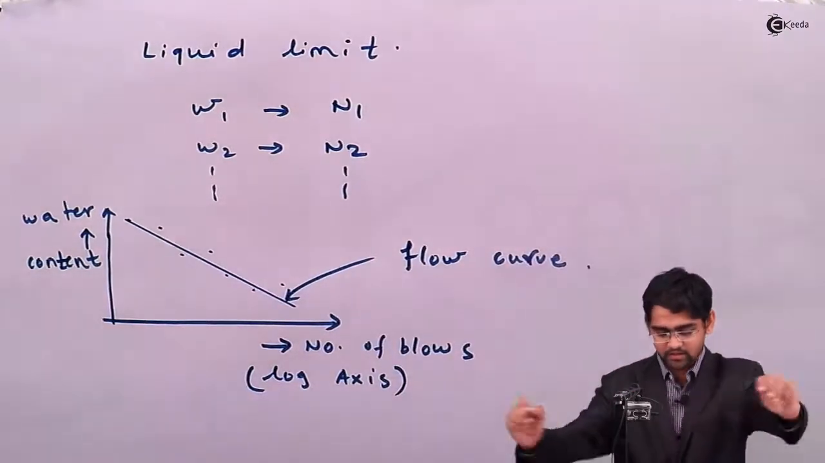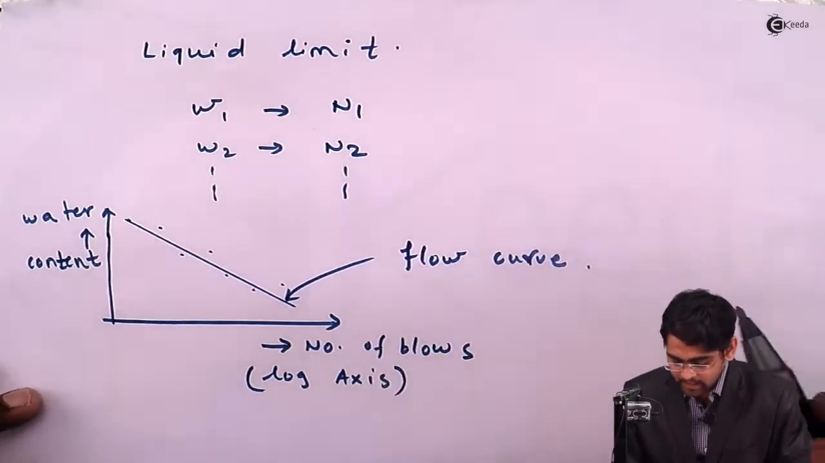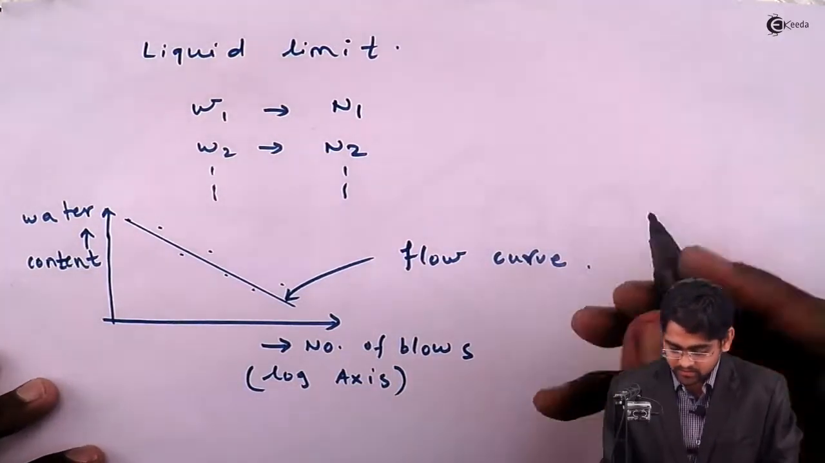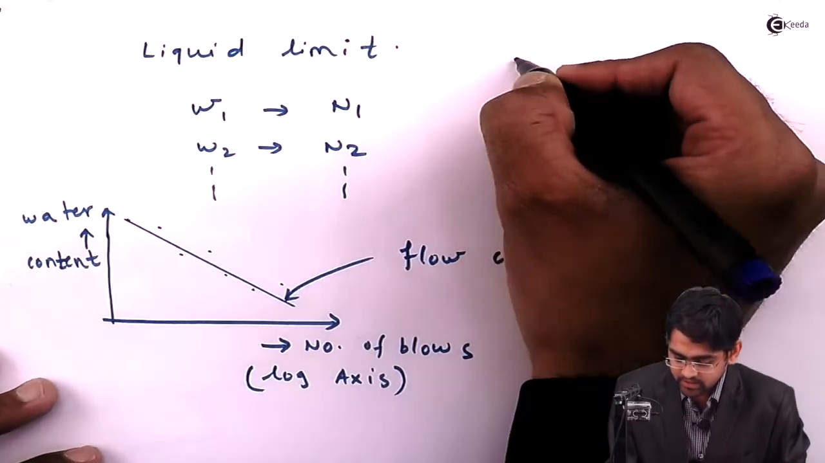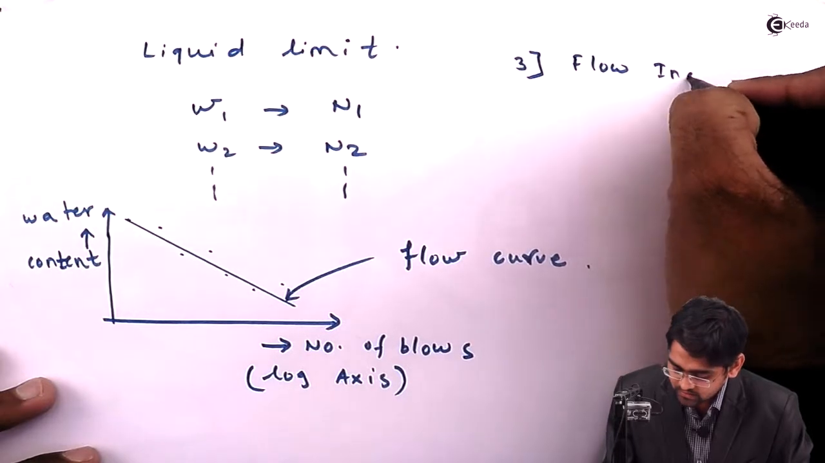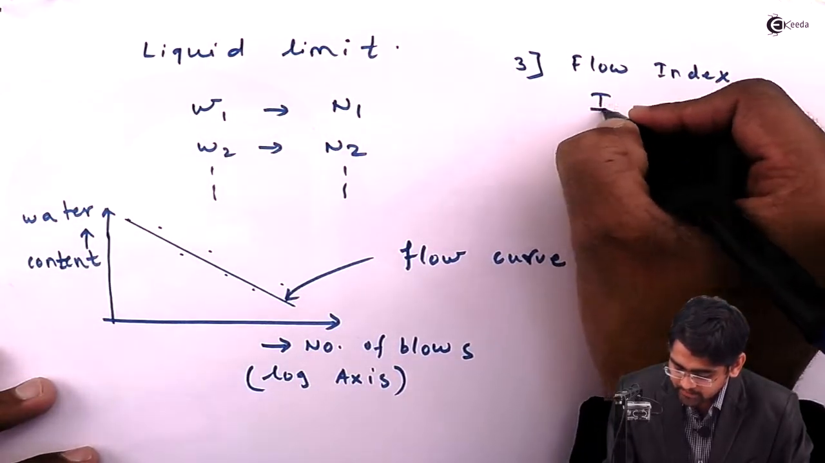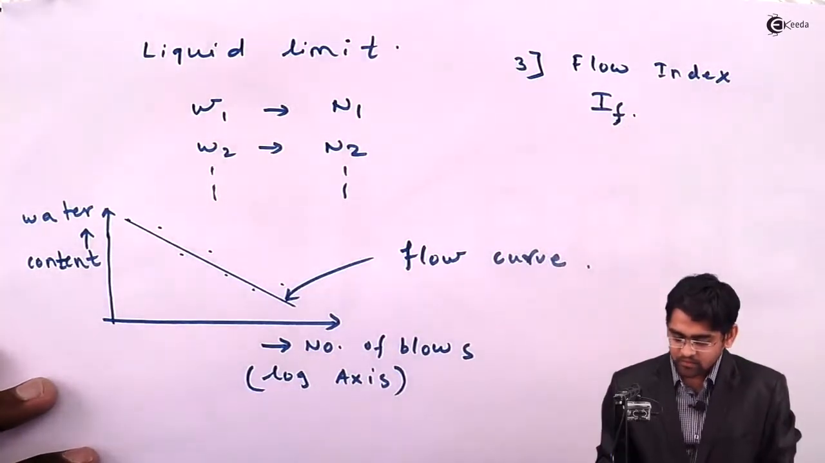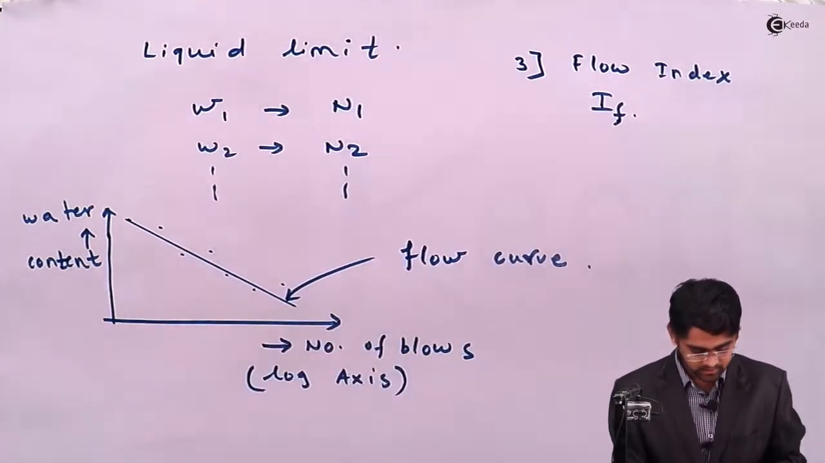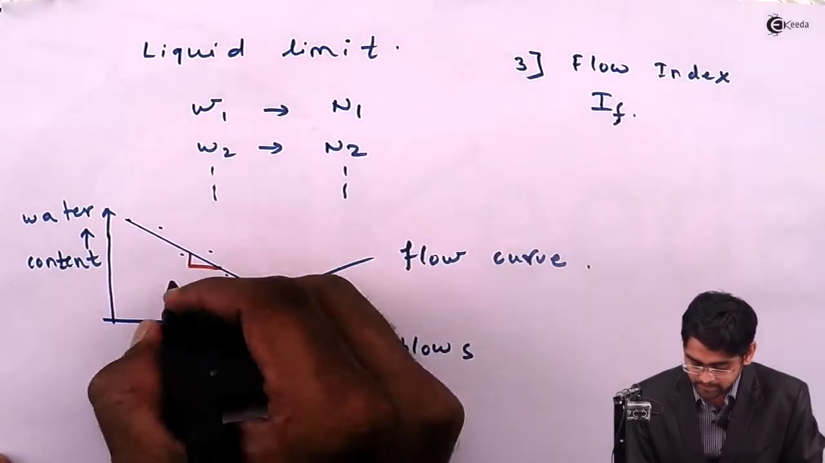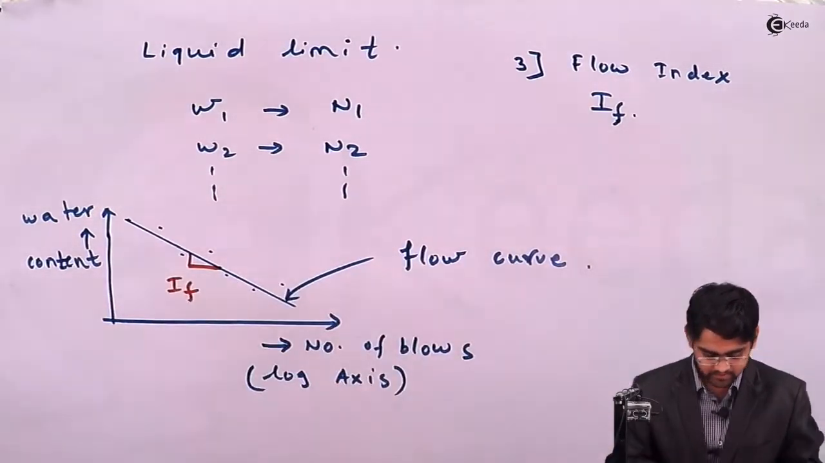That's what we have defined, the definition of this flow curve, and depending on this flow curve we have one more definition attached to it, which is nothing but flow index, denoted by capital I suffix small f. Flow index is nothing but the slope of this curve, that's all, or slope of this best fitted graph, I_f.